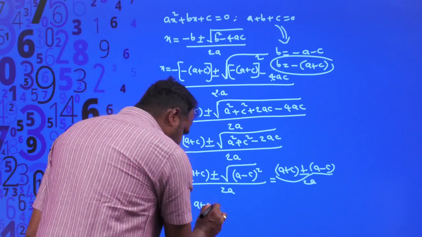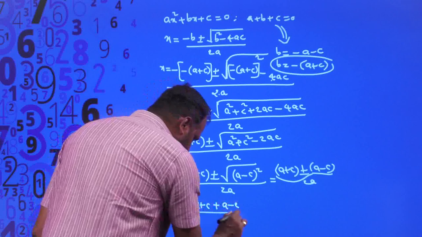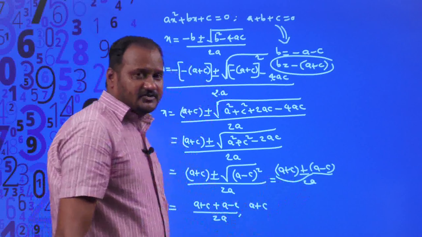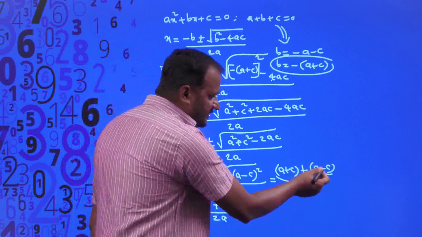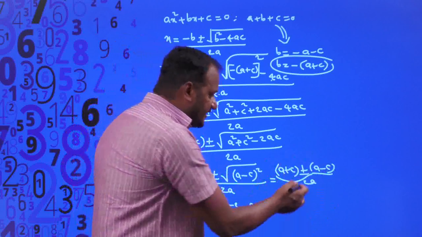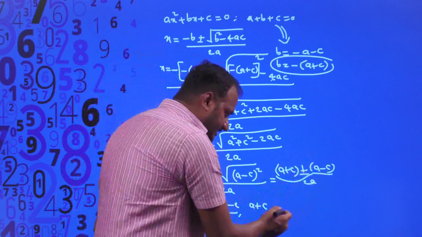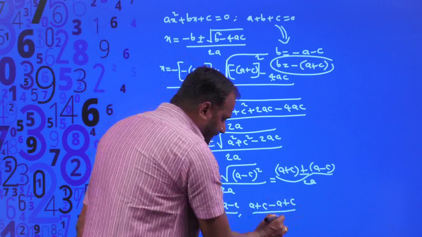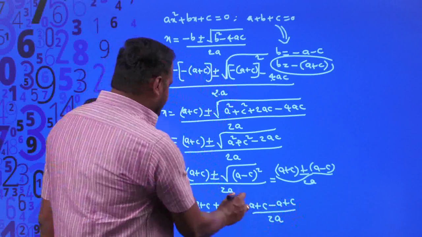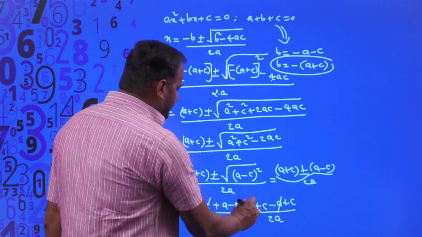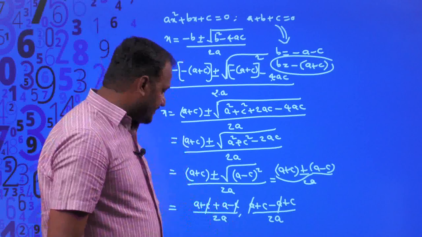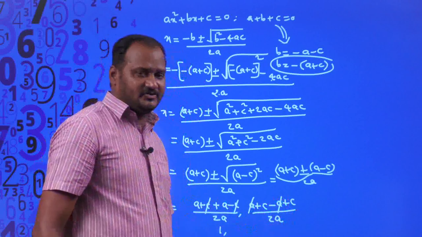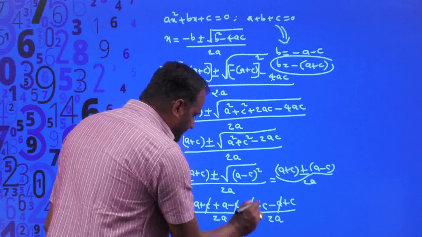a plus c plus a minus c whole divided by 2a, and the other one is a plus c. Now when you use minus, you should keep the bracket, that is minus of a minus c. Minus of a minus c is going to be minus into a is minus a, minus into minus c is equal to plus c. So you should write it as a plus c minus a plus c whole divided by 2a. See any cancellation here, minus c and plus c get cancelled, and plus a minus a gets cancelled. A plus a is equal to 2a, 2a divided by 2a is equal to 1, and c plus c is equal to 2c, 2c divided by 2a is equal to c divided by a.